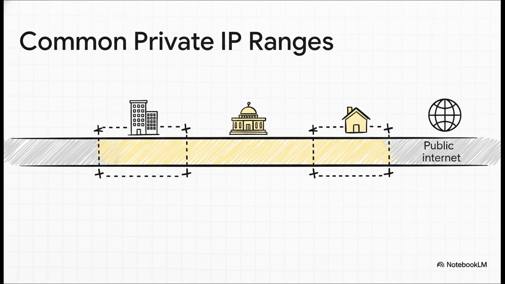And to make sure this whole system works without any confusion, they set aside a few special ranges of addresses just for private use. And chances are you've probably seen these before if you've ever poked around in your router settings. Any address starting with 10 or 172.16 or the super common 192.168, those are all reserved for private networks.